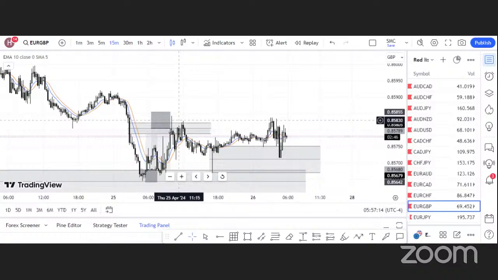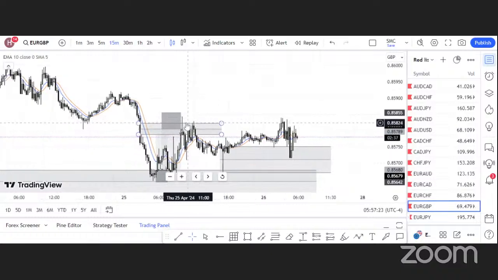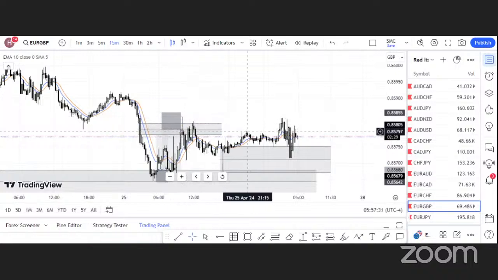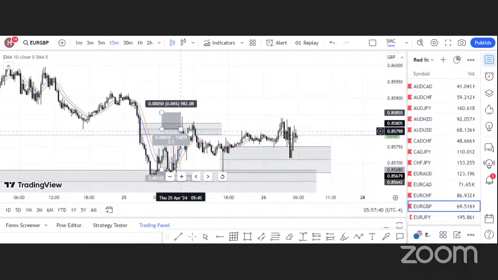Okay, so we have a break of structure here. Okay, I think we should leave this trade. This is not a good break of structure because we have this high and the market hasn't gone above this high. Okay, so we can only look at this from this point, right, without paying attention to this point.